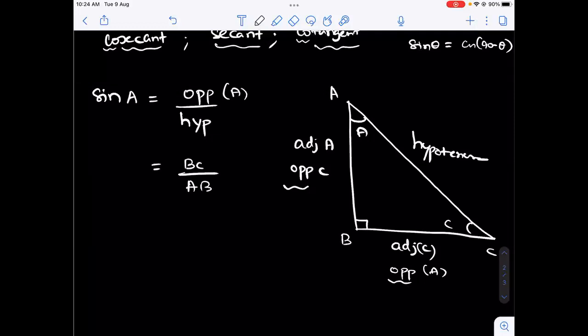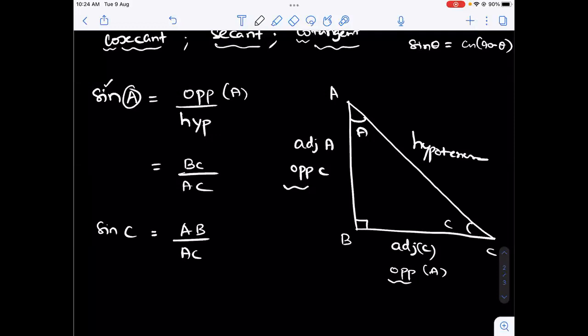BC divided by AC. Am I clear with this? Whereas if the same sign, I'm defining it with respect to C. Am I clear with this? Not clear? See, sine of the angle is there.